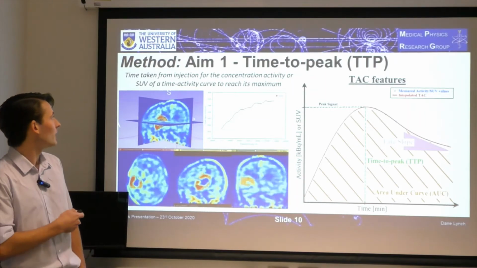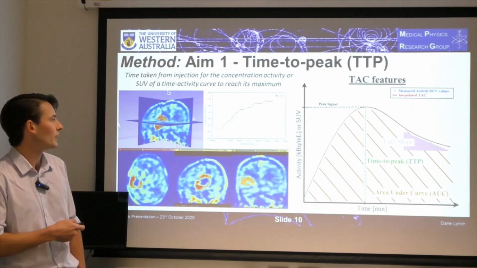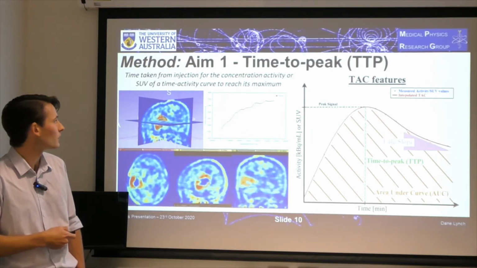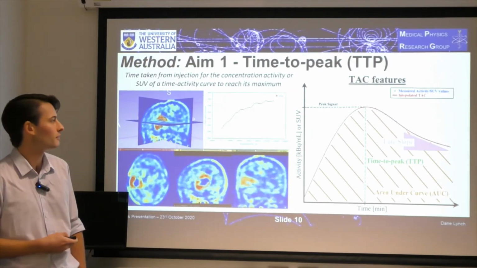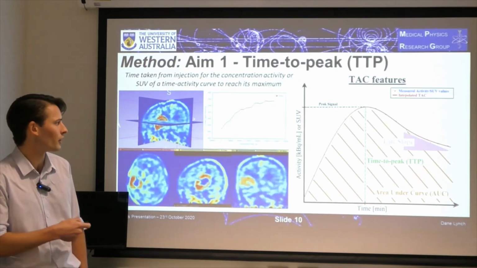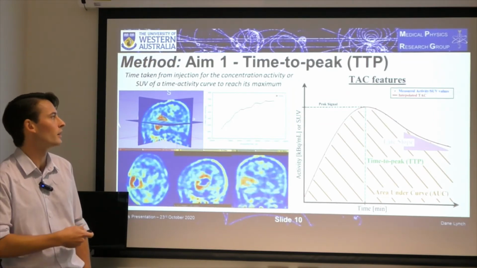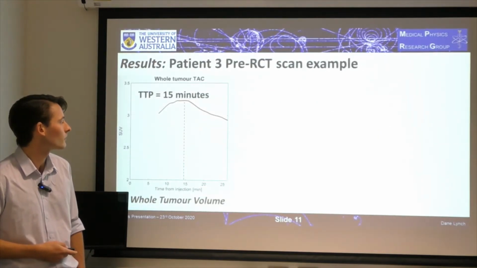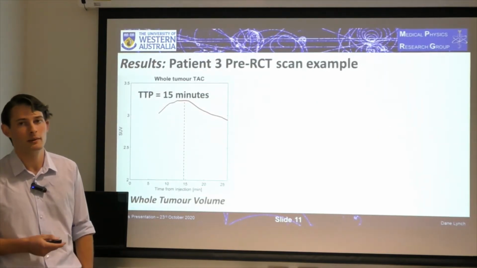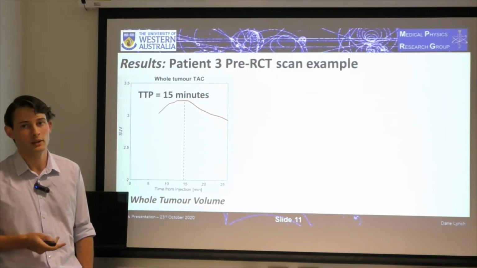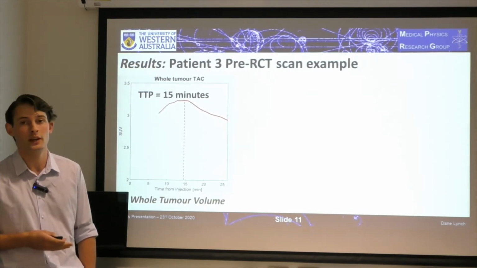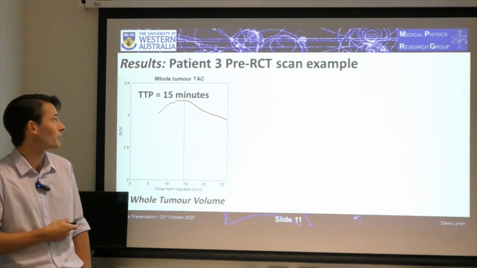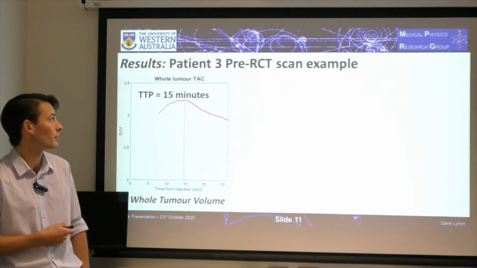So firstly, the time to peak was calculated to be the time taken for this maximum standardized uptake signal to be reached, or concentration activity, as shown on the right here by this time activity curve features diagram. So across all the patients, the mean tumour time to peak for the whole tumour was found to be 23 minutes. And this is a specific example in patient 3 in their pre-radiochemotherapy scan.